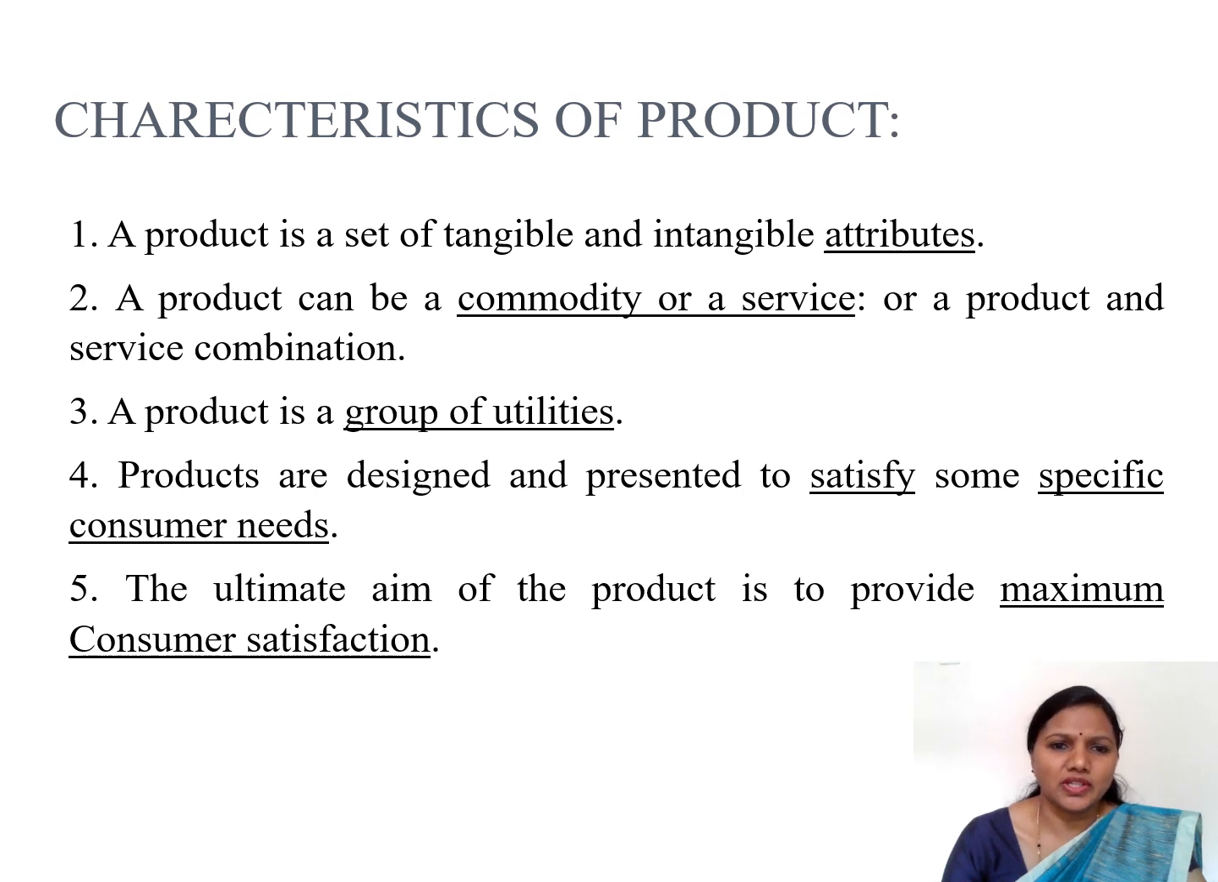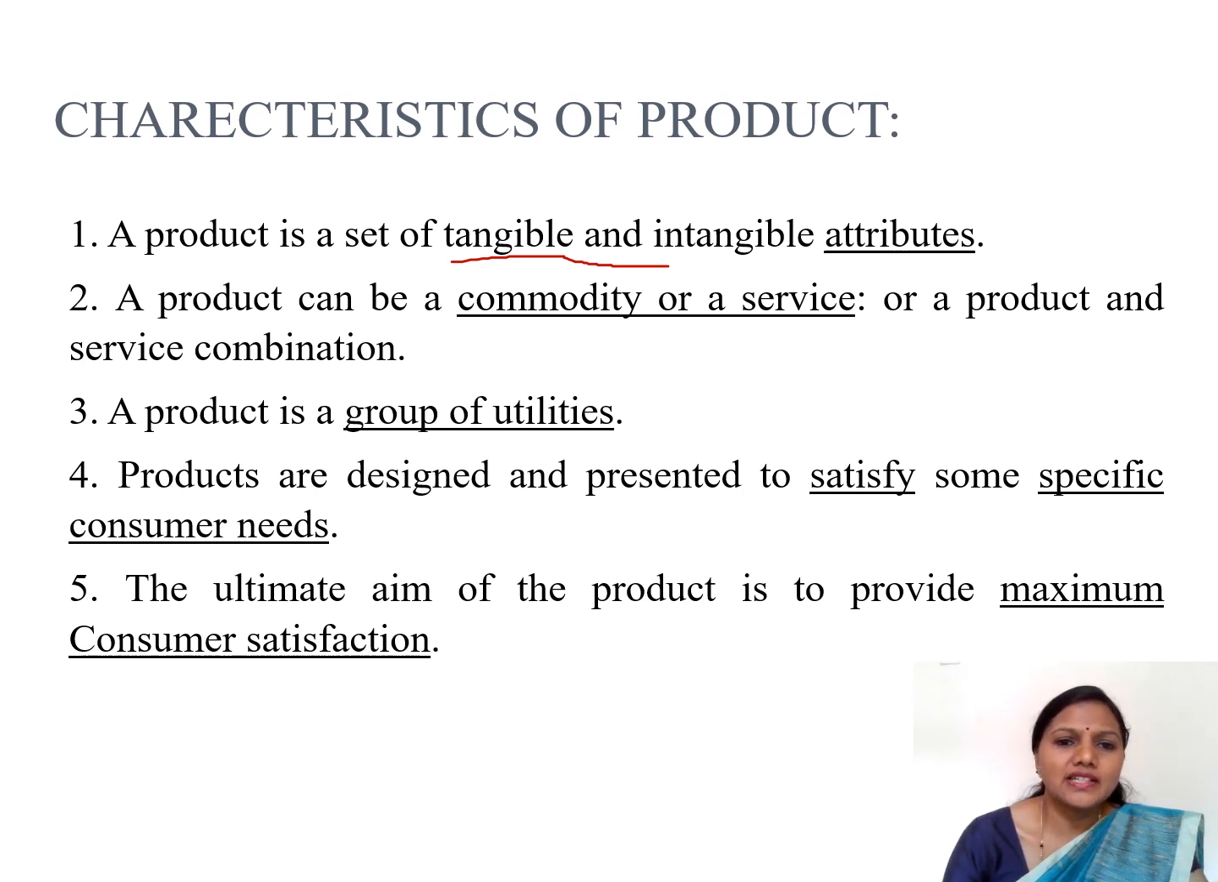Characteristics of product. Just now I told you a product is a set of tangible and intangible attributes, meaning qualities. If it is tangible, you are able to touch it or see it, or it can be intangible also. Just now I told you about the image of the product.